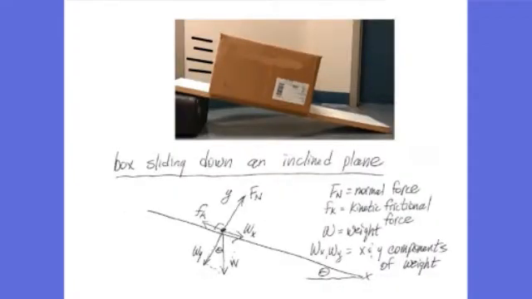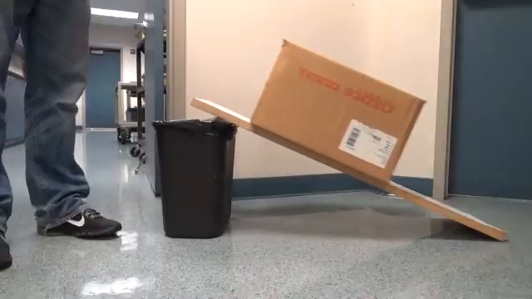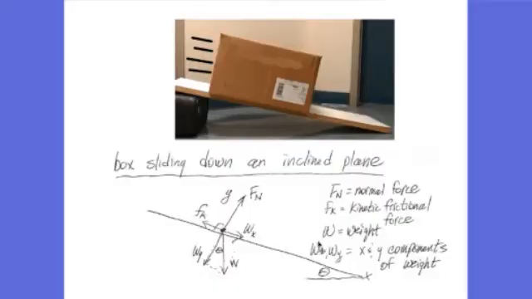Let's look at the situation again, but now the difference is the box is sliding down the inclined plane. It's not sitting still, but it's moving. You'll notice that our force diagram of the forces acting on the box looks almost identical to the one from when it was at rest. The only difference now is that the frictional force is Fk. It is a kinetic frictional force, not a static frictional force. Everything else, though, is the same.